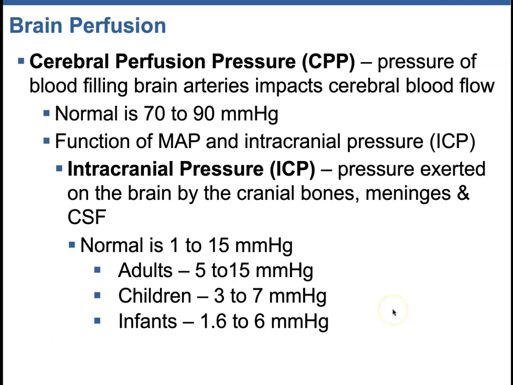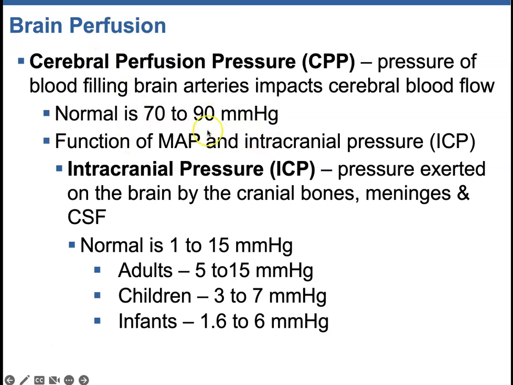And then cerebral perfusion pressure is a very important concept because this is what we need in order for our brain to be perfused. Normal for our cerebral perfusion pressure is 70 to 90. Extremes would be obviously 50 to 150, but we can deal with that, okay?